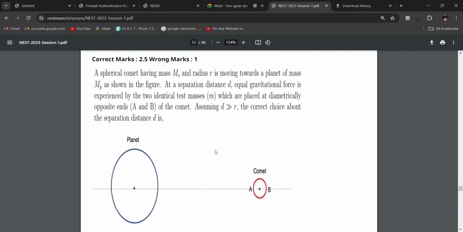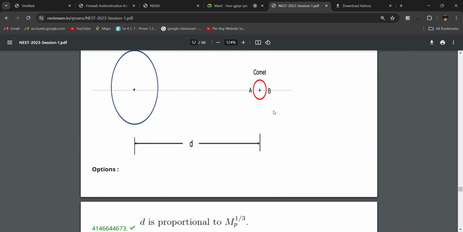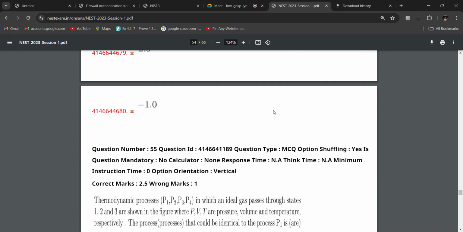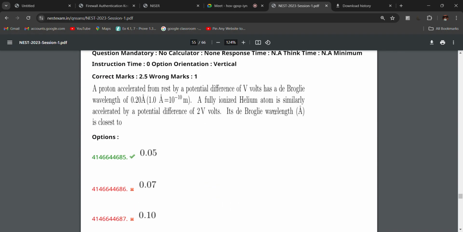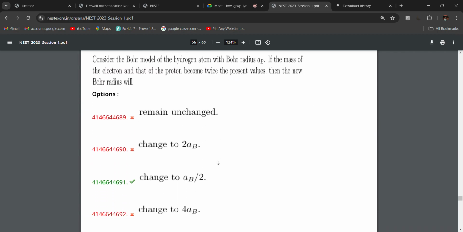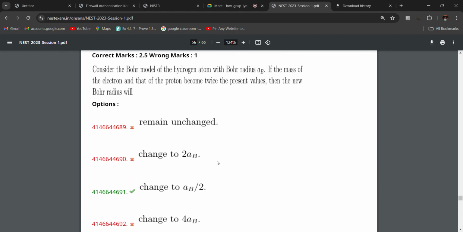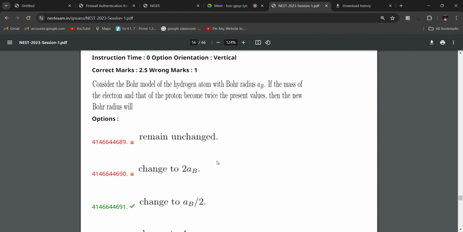If you see the other question, a spherical comet having a mass Mc and radius r is moving towards the planet of mass Mp as shown in the figure. A separation distance is equal to experienced by diametrically opposite ends. You can read the question and see. According to my opinion, it's not a JEE Mains level question, but it's a bit higher than JEE Mains. Your opinion or anyone's opinion can differ from mine, but I told what I think. There may be some easy questions also.